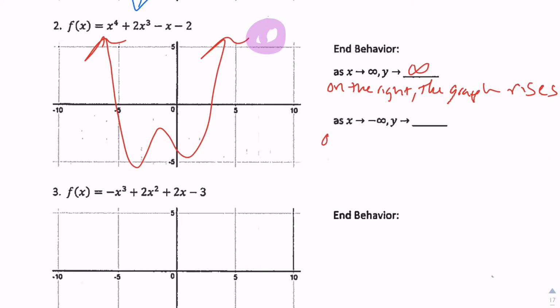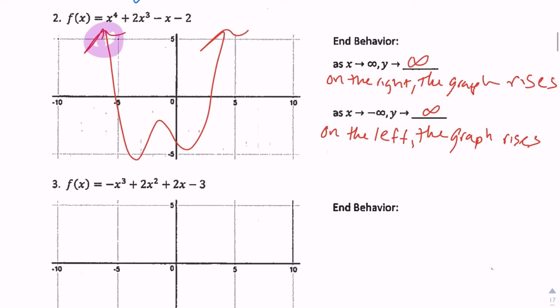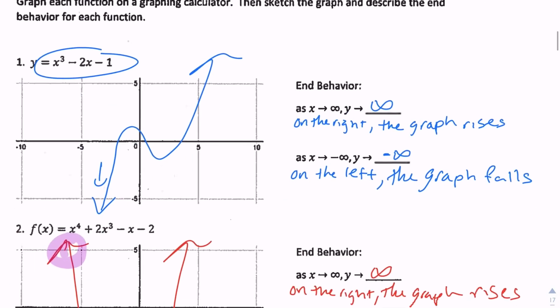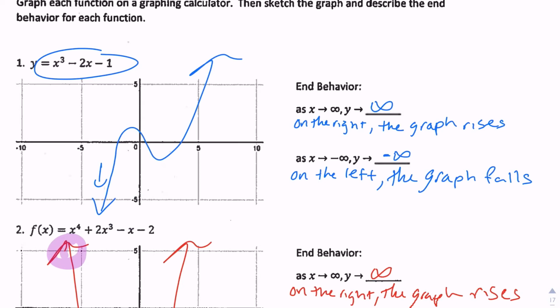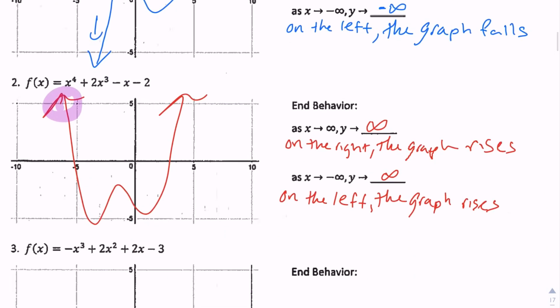On the left, following the graph to the left, this one rises on the left as well. So on the left, the graph also rises, and so we use infinity again. Now we've seen an example where it's rising on the right and falling on the left, and one where it's rising on both the right and the left.